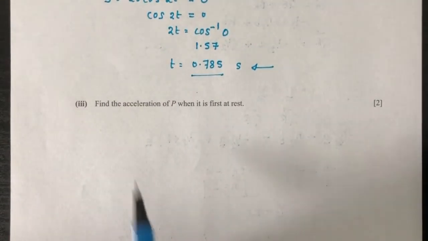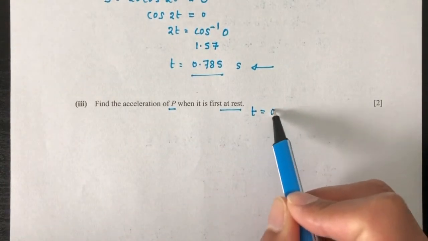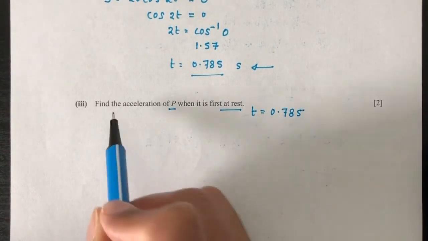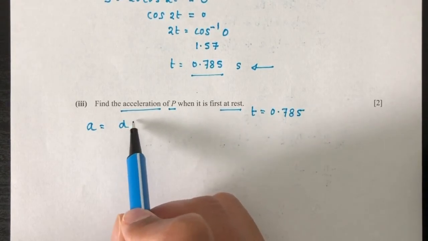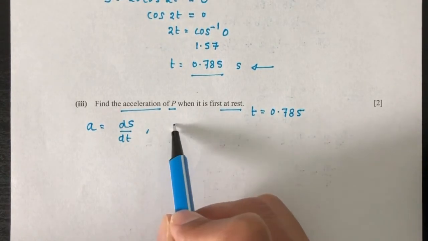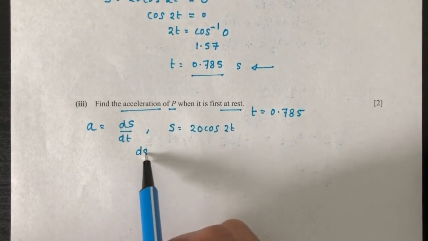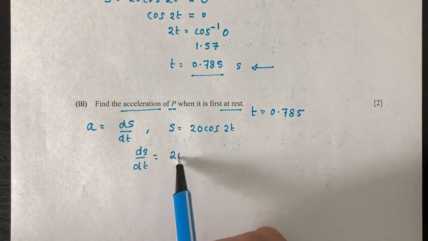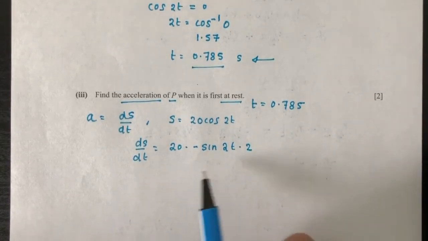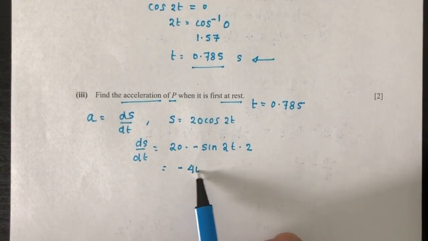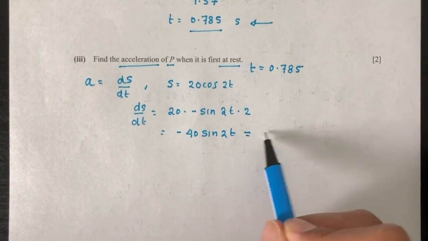Now for part 3, find the acceleration of P when it is first at rest. So at rest it is time equal to 0.785. You have to find the acceleration. So acceleration is equal to ds by dt. We know s is equal to 20 cos of 2t. So ds by dt is equal to 20, that will be minus sine 2t times 2. That will become minus 40 sine of 2t, which is equal to your acceleration.